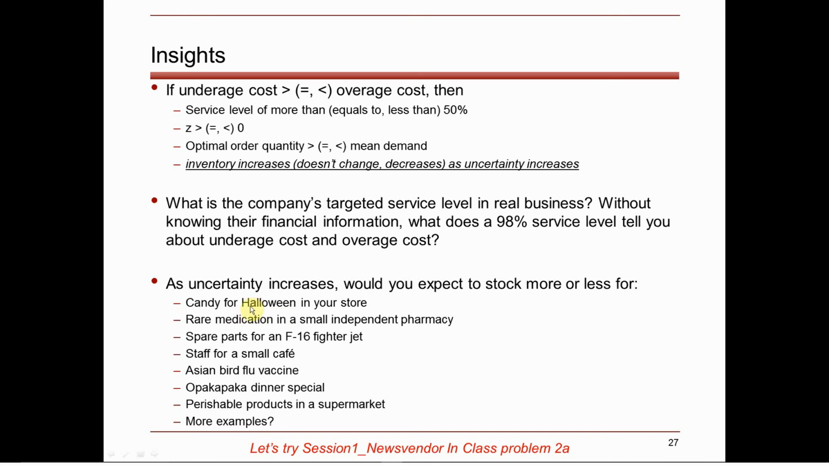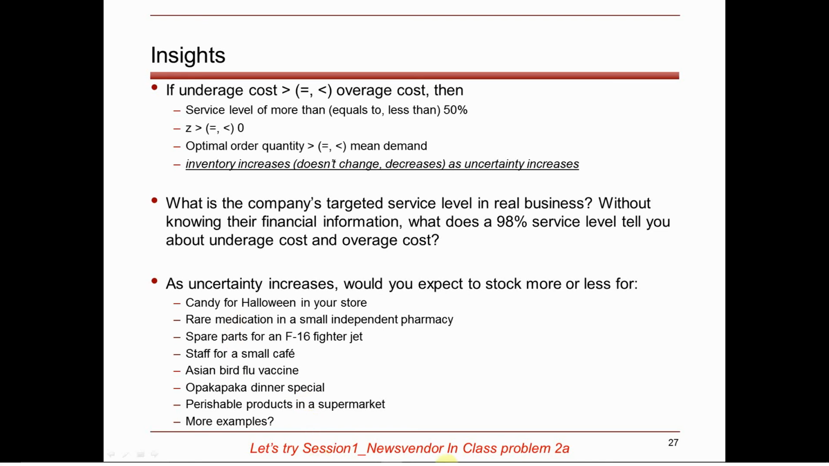And you can see this every time you go to most stores. They way overstock their Halloween candy. Notice that after Halloween's over, you can always find great deals on Halloween candy: 50% off, 90% off. They're getting their salvage value out of it. But obviously they've anticipated that the overage cost is much less than the underage cost. So in this case, as uncertainty increases, we're probably going to want to put more candy on our shelves. You can think about some of these other situations. Again, we can solve some problems just intuitively without even looking at any numbers.